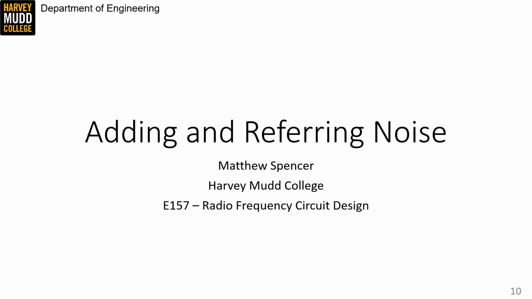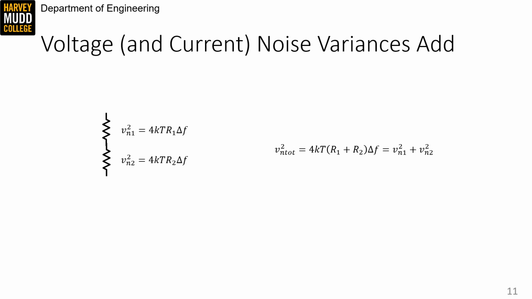In this video we're going to examine how noise in one part of a circuit causes noise in another part. That process is called referring noise because the original noise doesn't go away, but it'll appear larger or smaller when you examine its effect at other locations. The first rule of moving noise around is that noise variances add, which means that noise voltages or currents would add in quadrature, not directly to one another.